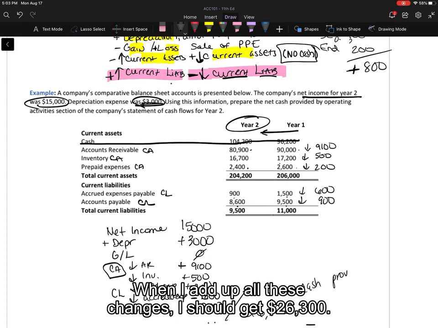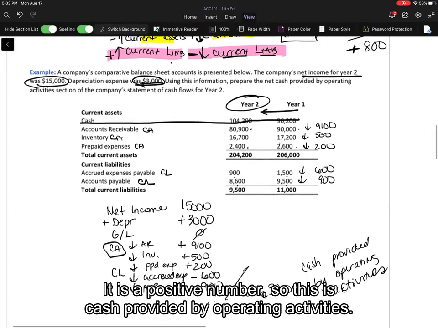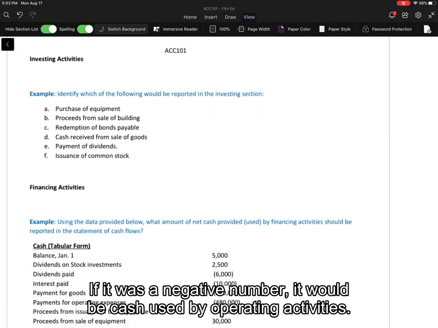So when I add up all these changes, I should get $26,300. It is a positive number, so this is cash provided by operating activities. If it was a negative number, it would be cash used by operating activities.